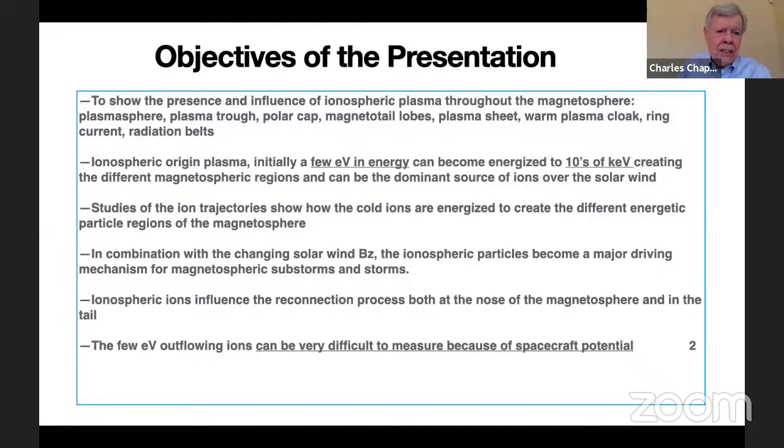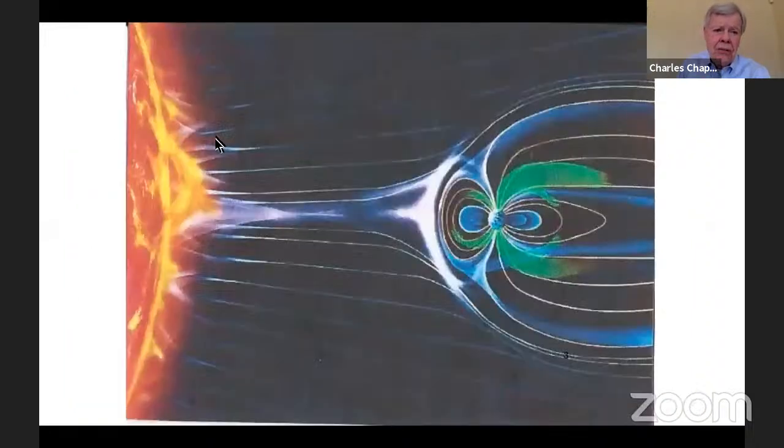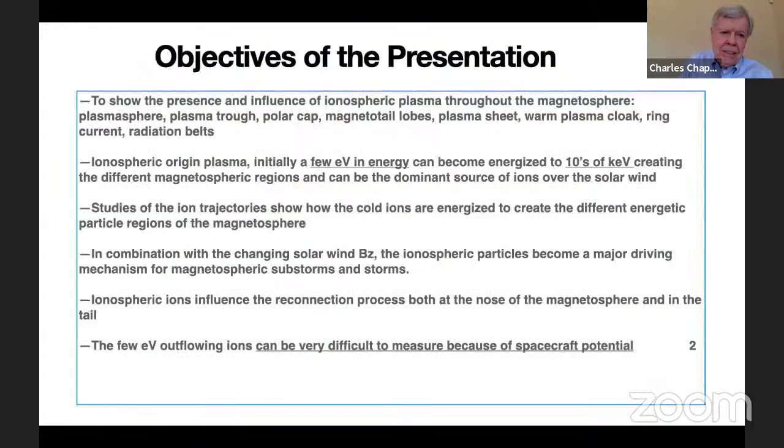So just objective wise, we want to talk about the influence of the ionospheric plasma throughout the magnetosphere. That is in regions like the plasmasphere, plasma trough, polar cap, magnetotail lobes, plasma sheet, warm plasma cloak, ring current, radiation belts. All of the major areas the ionosphere is playing a role.